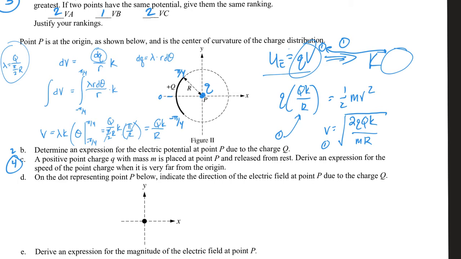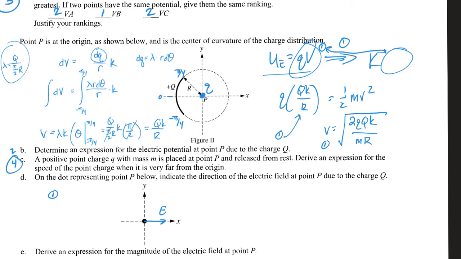Question D: on the dot representing point P below, indicate the direction of the electric field at point P due to the larger charge. I'm really hoping no one had difficulty drawing a little arrow like that and labeling it E. It says for a vector drawn in the correct direction, horizontally to the right, 1 point.